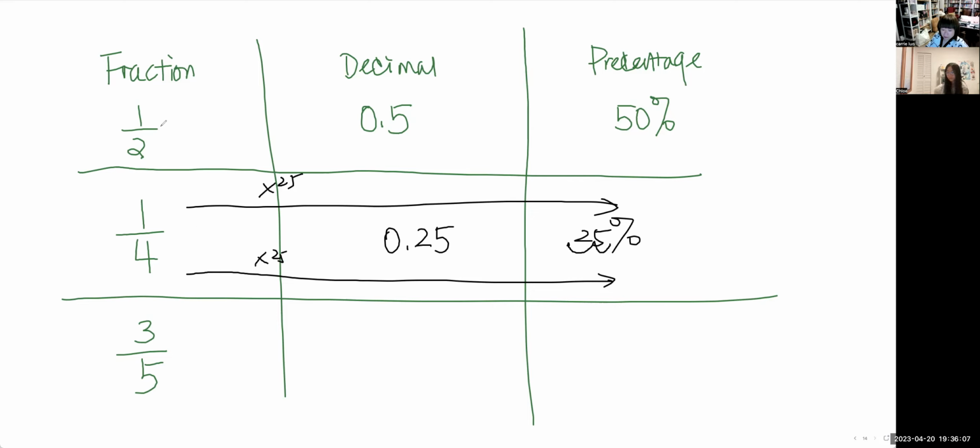Okay, so 3/5 equals what? 0.6. Okay, so what is the percentage? 60%. Very good. Good job, Chloe.